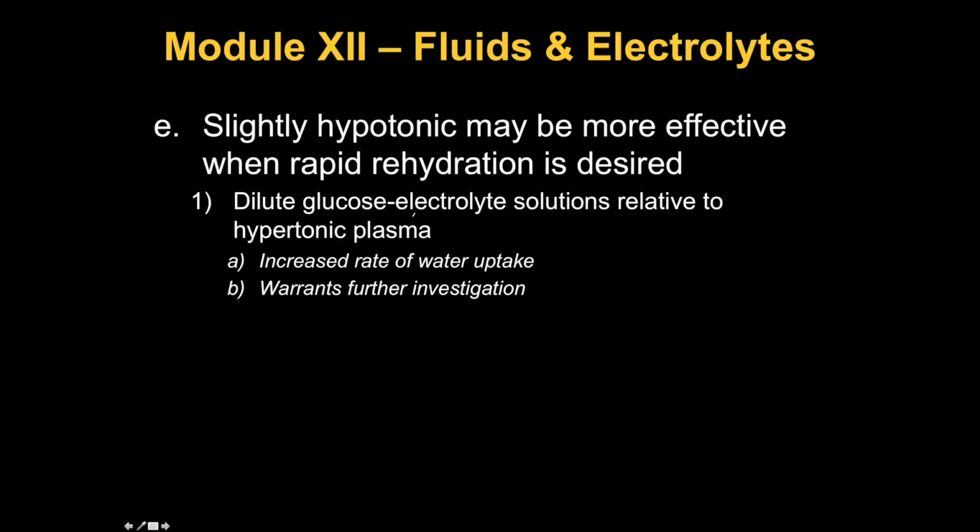Slightly hypotonic solutions may actually be more effective when rapid rehydration is desired. There is some evidence to suggest this. Dilute glucose electrolyte solutions relative to a hypertonic plasma may actually increase the rate of water uptake. However, again, we need further investigation in order to determine whether or not this is something we want to recommend in athletes that are severely dehydrated and need to replenish those fluids, or perhaps they've got several meets that day, several events that they're participating in, and you need quick rehydration. So that may be the way to go as far as those athletes are concerned.